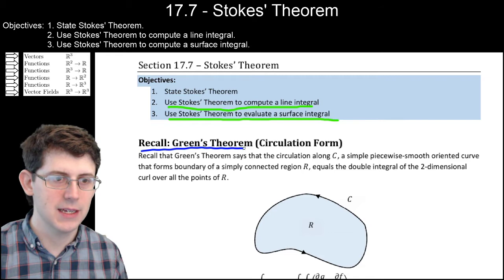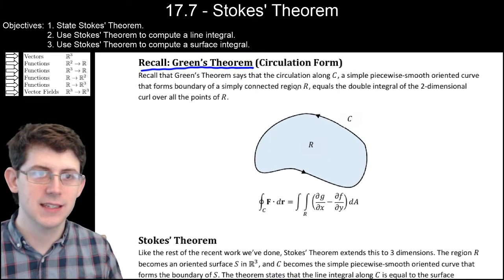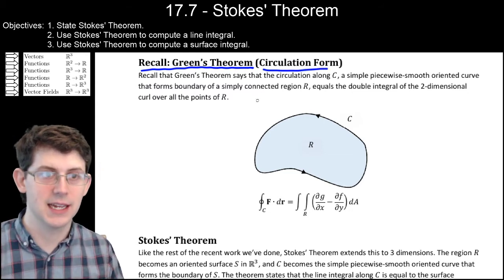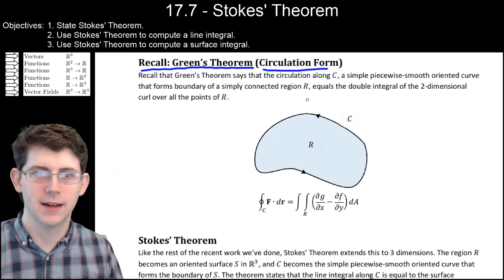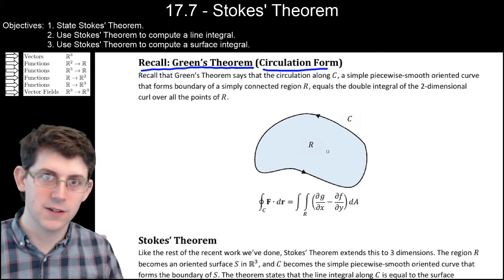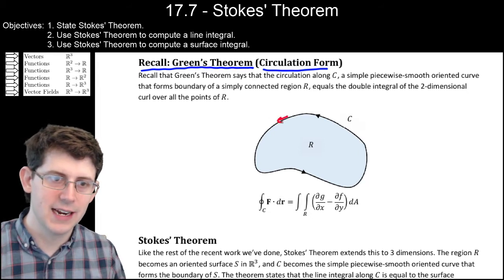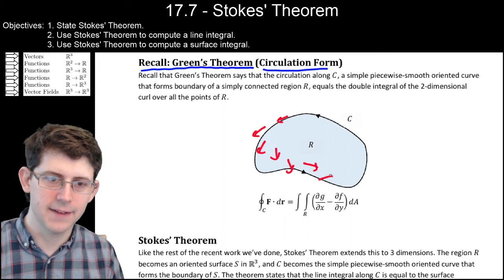Essentially, Stokes' theorem is an extension of part of Green's theorem. So let's remember what Green's theorem in circulation form said. In circulation form, Green's theorem said, let's say that you've got a simple closed curve C. So it's a loop. It doesn't cross itself. And inside that curve C is a region R. And then you say, well, what if I've got a vector field F?